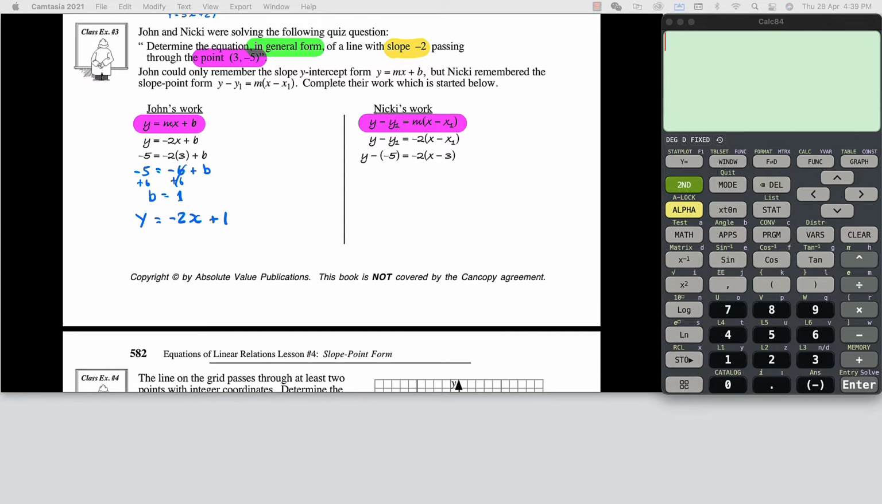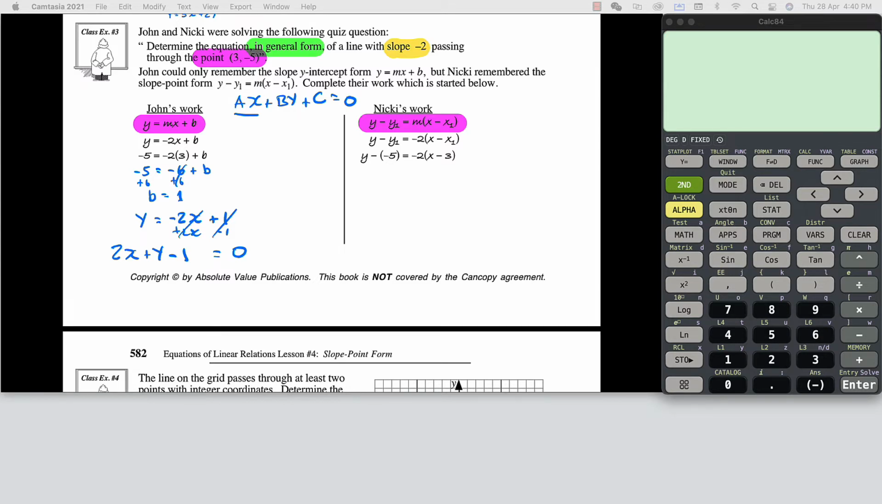Now that is in the slope y-intercept form with the y-intercept calculated, but now we're supposed to put it into general form, which is ax plus by plus c equals 0. So we want to keep the x positive in this case right at the beginning, so we're going to move it over by adding 2x, and we're going to subtract 1 from this side, basically leaving nothing on the right, and we're going to end up with on the left 2x plus y minus 1 equals 0. So let's go check out Nikki's work and see if we end up with the same thing.